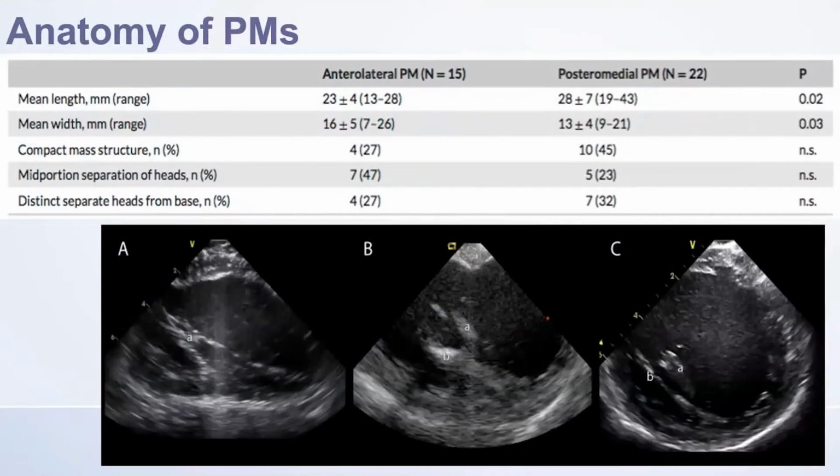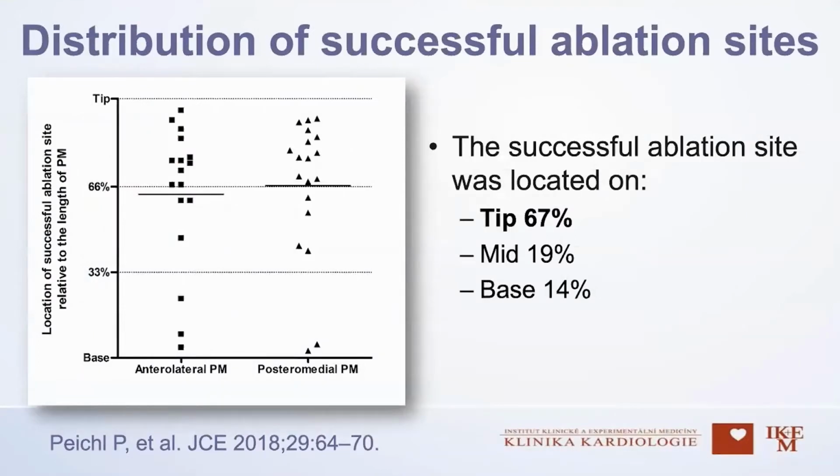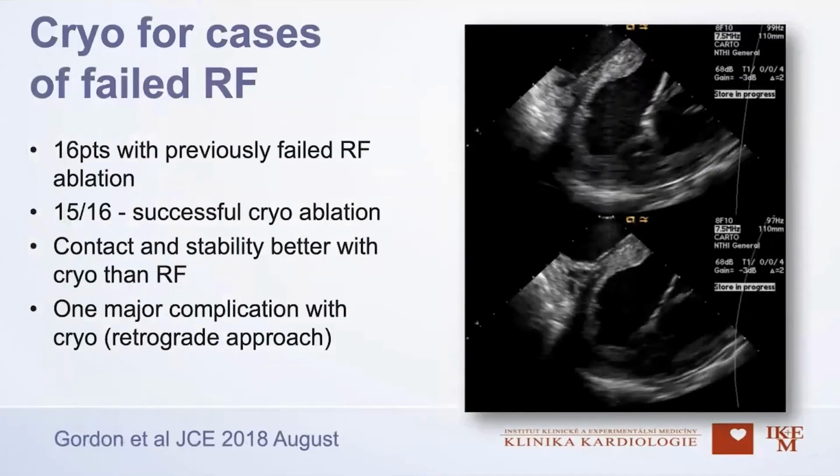And we also looked at the anatomy of papillary muscles, and you see that posteromedial is usually longer, and anterolateral is, on the other hand, wider, usually with clear, distinct two heads. And we found that the tip of the papillary muscle is a predominant site of origin of these arrhythmias, and not the base, as suggested earlier in these early studies.